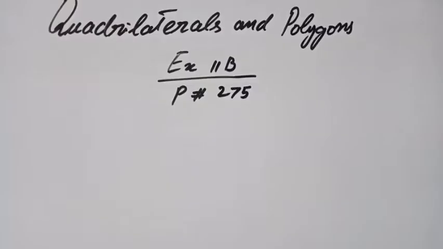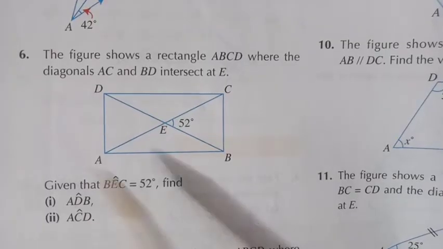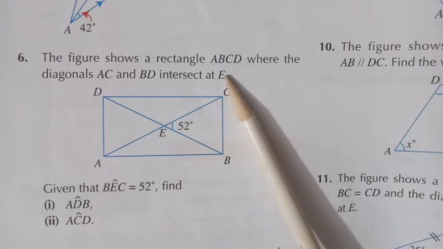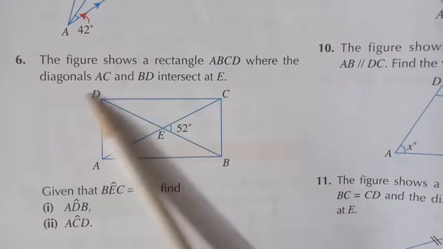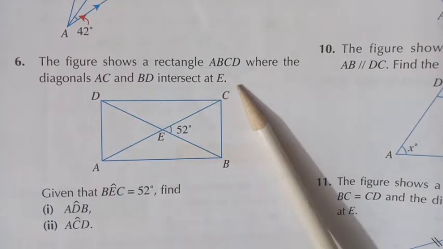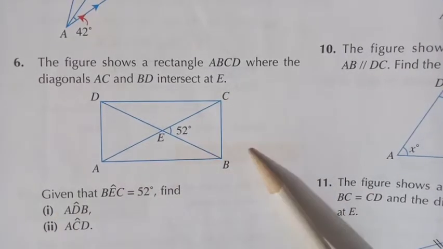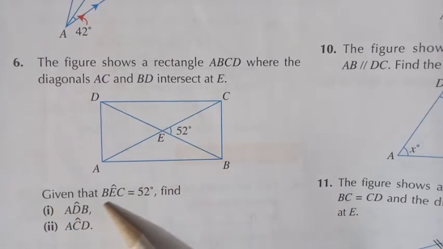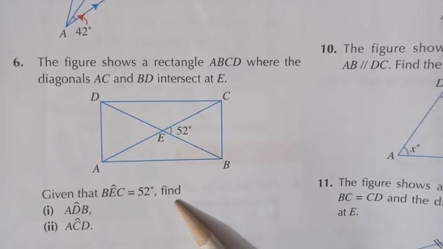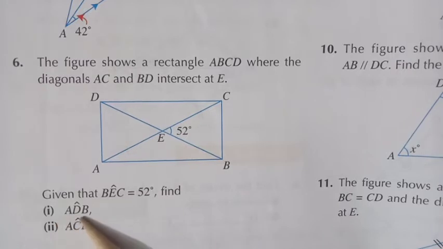Exercise 11B, page number 275 and question number 6. Statement of the question is: the figure shows a rectangle ABCD where the diagonals AC and BD intersect at E. This is the figure of it. Given that BEC equal to 52 degrees, find number 1, ADB.